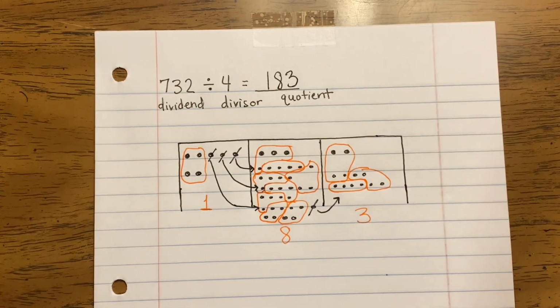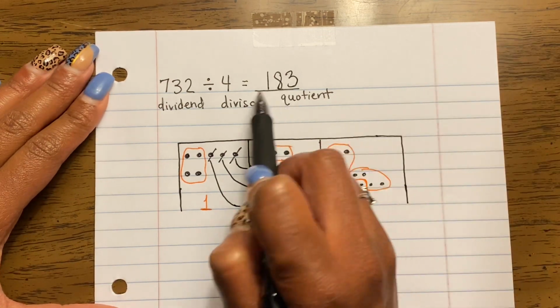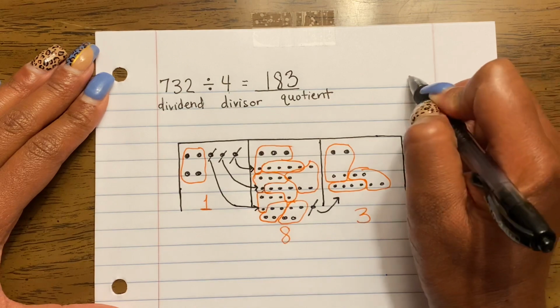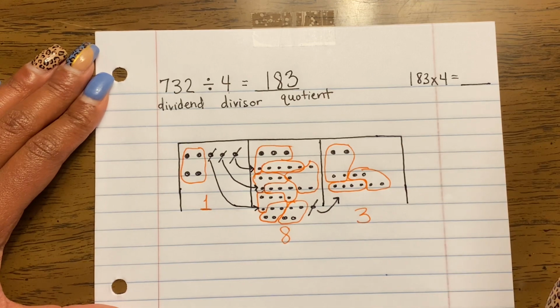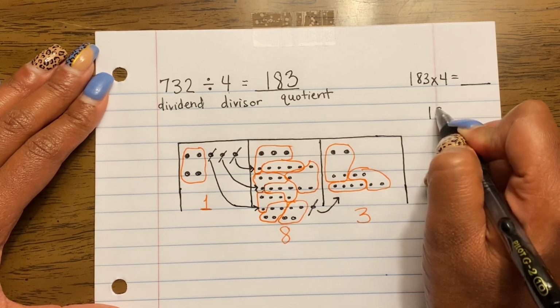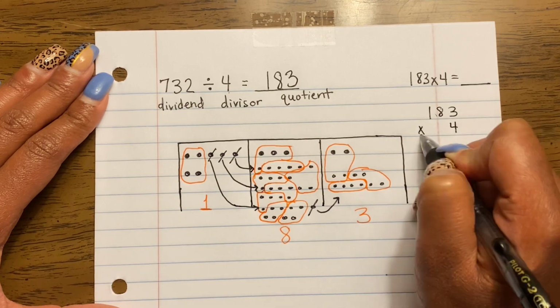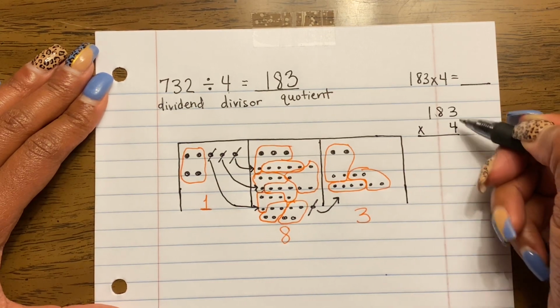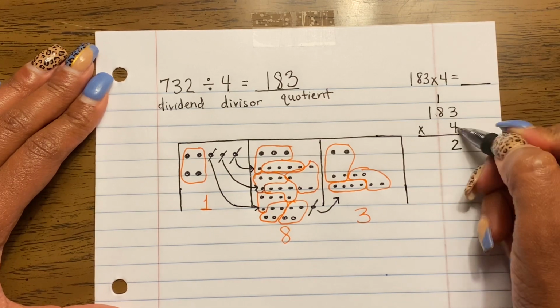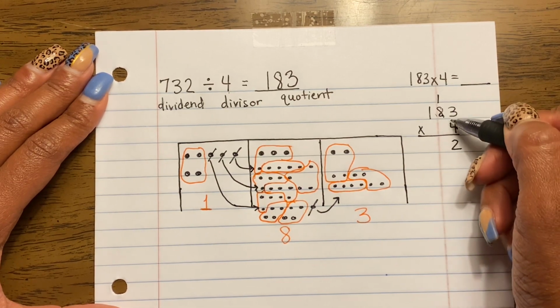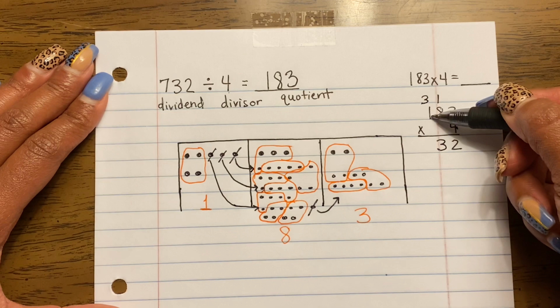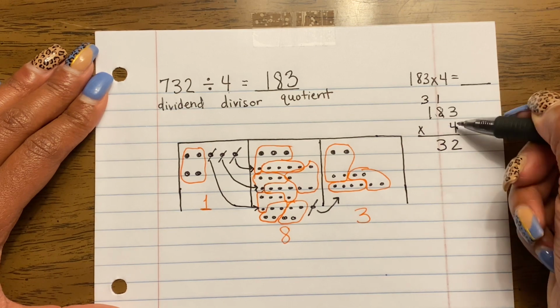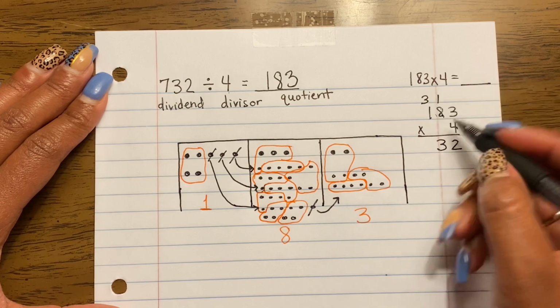183. I can go back and check my division because I can multiply my quotient and my divisor, use them as factors for a multiplication problem, and it should come out to 732. So let's go ahead and use the standard algorithm. 4 times 3, that's 12. 4 times the 8 is 32, and one more is 33. 4 times the 1, which we know is actually 100. 4 times 1 is 4, 5, 6, and 7.